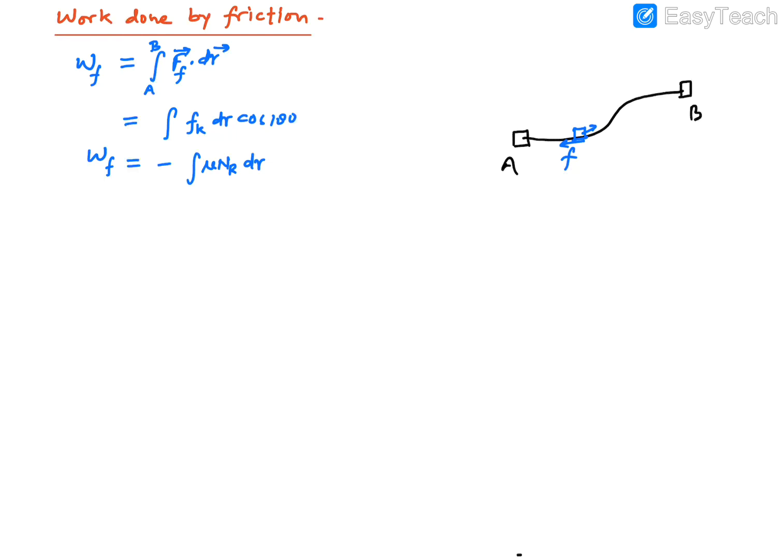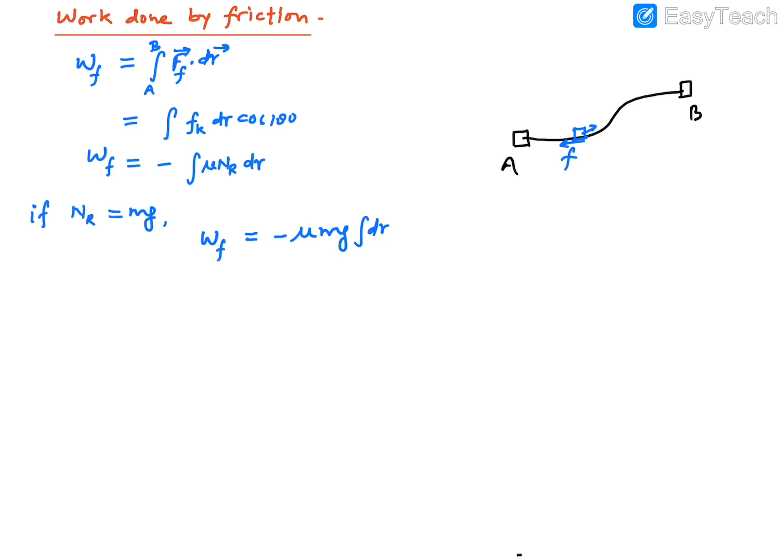Now, if it is moving on a horizontal surface, then the normal reaction remains constant. So if the normal reaction is a constant, you can take it outside. Let's say the normal reaction is mg, because we know the normal reaction remains mg as long as the object moves on or is placed on a horizontal surface. Then the work done by friction will be equal to minus mu, which generally remains constant, so it comes outside, and mg, the normal reaction, is also a constant which comes outside, times the integration of dr.